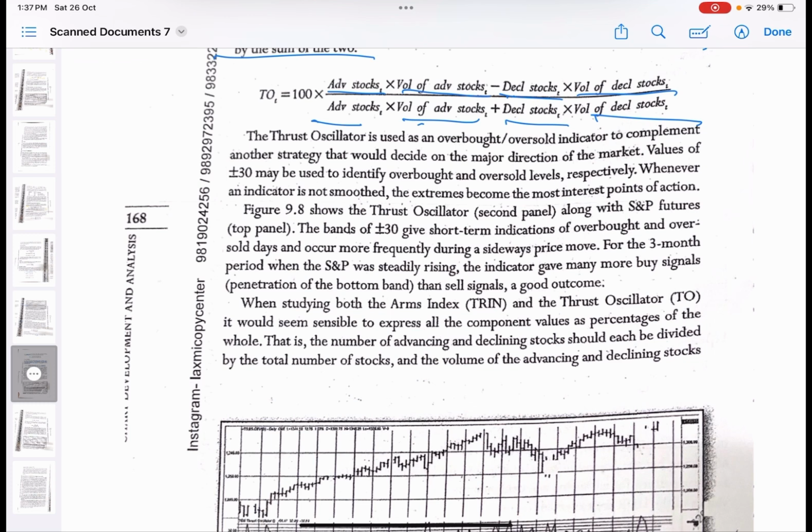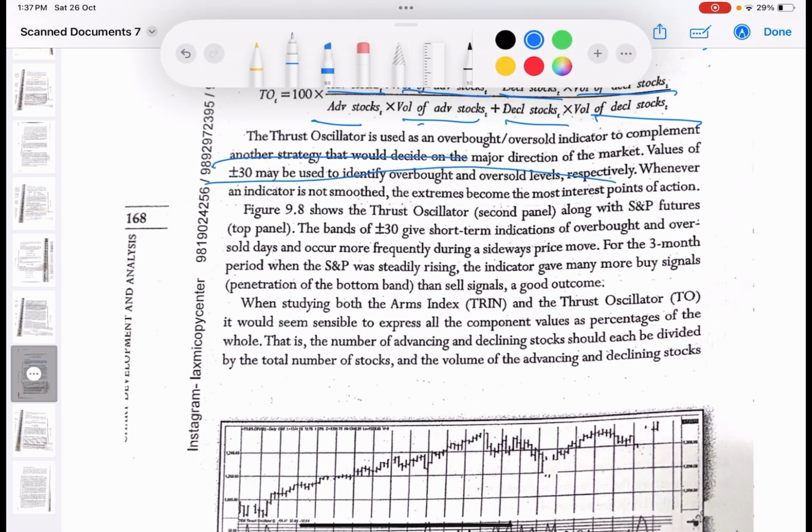Okay, so when you are going to practically use the thrust oscillator, right now I'm not going to go to TradingView and show you how to use it because you can do that by yourself. But this again is used like an oversold or overbought indicator as well. The values of plus 30 and minus 30 may be used to identify overbought or oversold levels. So plus 30 and minus 30, that's what you are going to use for overbought and oversold. If the value of the thrust indicator is minus 30, then you know that it is oversold. And if the value is plus 30, then you know that it is overbought.